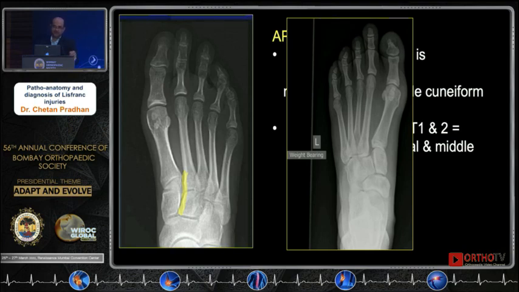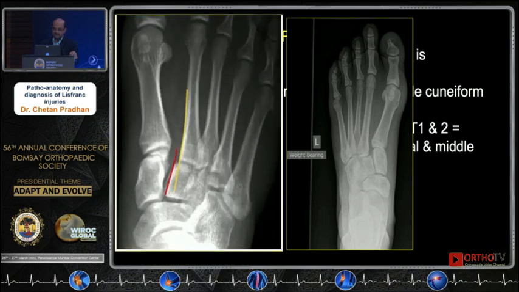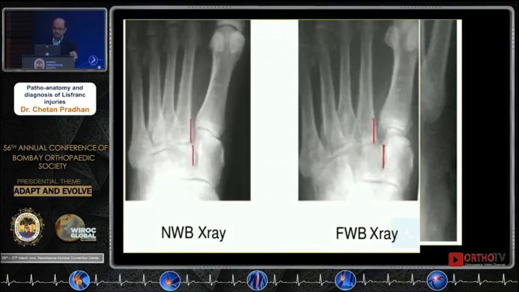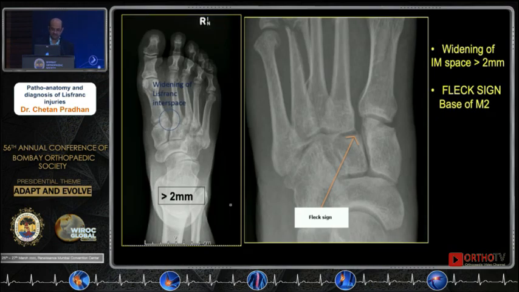Unfortunately, most of the non-weight-bearing films may not disclose these subtle instabilities, and therefore you need to take weight-bearing AP and lateral views and the oblique views also at times. So if you see this, this is what becomes evident. The medial border of the second metatarsal and the middle cuneiform becomes evident on weight-bearing. Look at this. The X-ray on the left is not showing anything, but it becomes very evident when you do a weight-bearing AP film. Non-weight-bearing and full weight-bearing, see the difference.